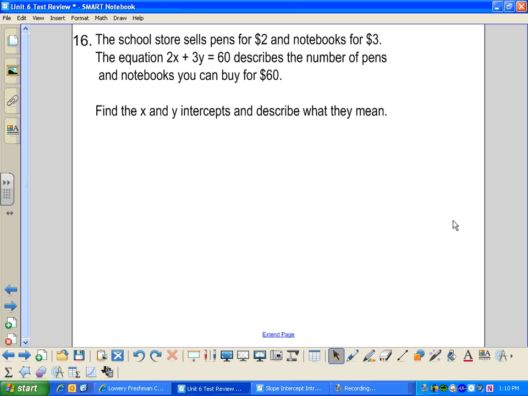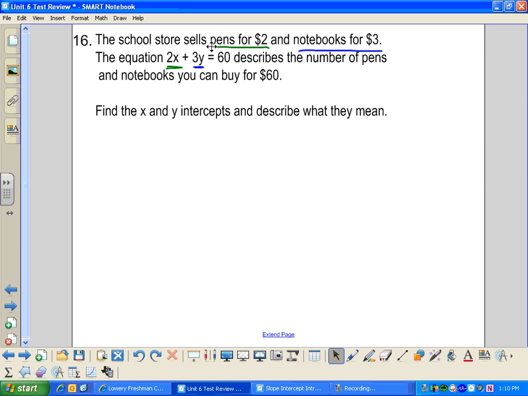The school store sells pens for $2 and notebooks for $3. I've got an equation in standard form. I like that: 2x plus 3y equals 60. It describes the number of pens and notebooks you can buy for $60, because it's really 2 times the number of pens you buy, because it's $2 plus $3 for every notebook that you buy.